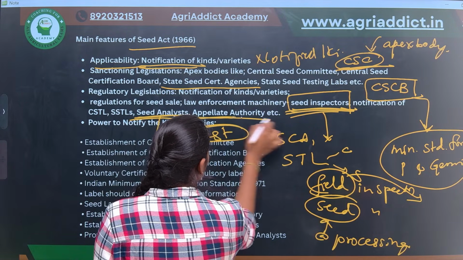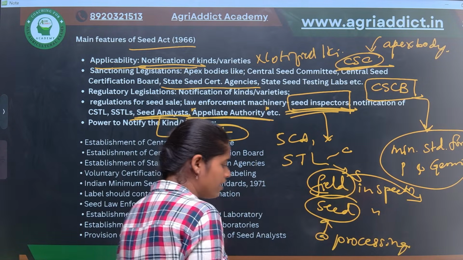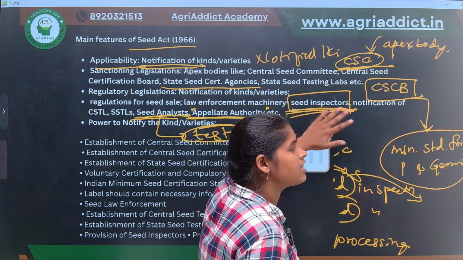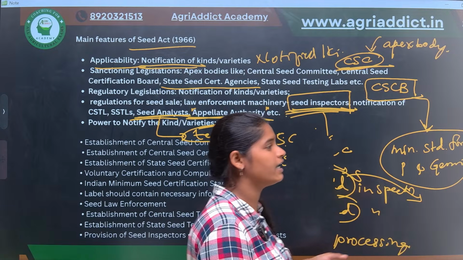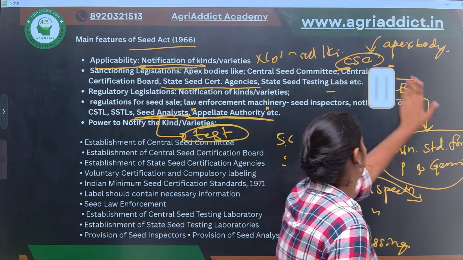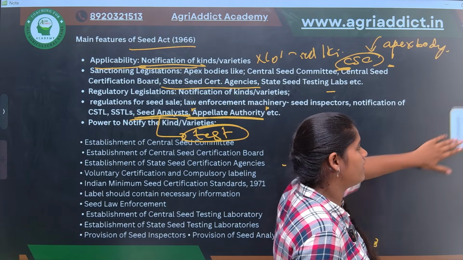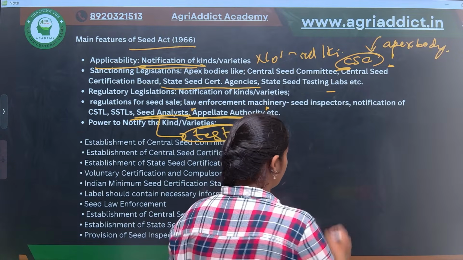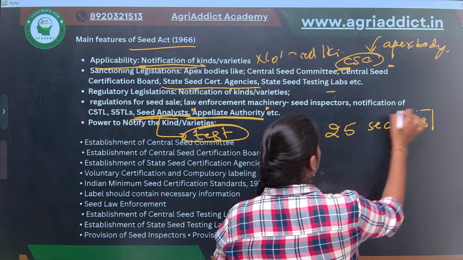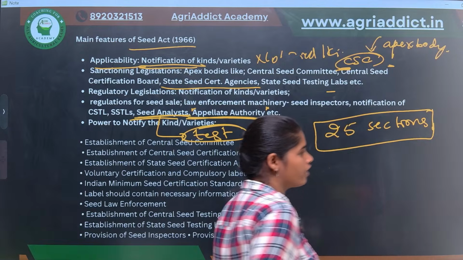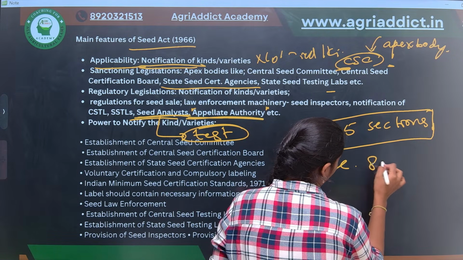Then we also have the appellate authority. What is the appellate authority? As I said, how many sections are there in the Seed Act? Let me know how many sections there are in the Seed Act 1966. Answer it. It's a very, very important and very basic question. There are 25 sections. You should remember all 25 sections because it is very important. In these 25 sections, I will tell you the 3 very important sections.